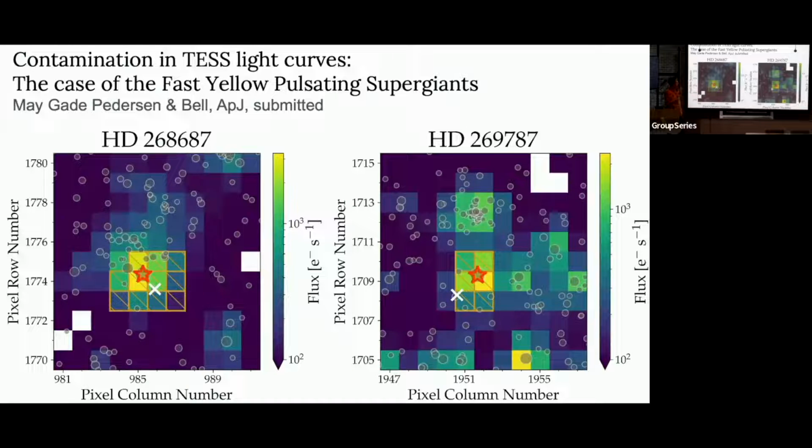And this is a cautionary tale on why you should be very careful about where your signals are coming from. These systems were in the Large and Small Magellanic Clouds. You can see how many contaminant sources are present in these regions of the sky.